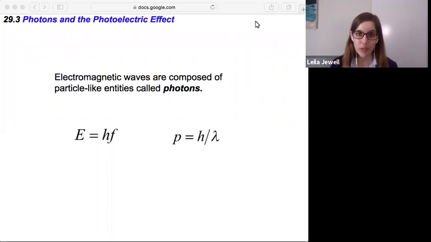Section 29.3, photons and the photoelectric effect. So electromagnetic waves, light, are composed of particle-like entities called photons. Even though we're used to seeing light as a wave, we could break down that wave into individual particles we'll call photons. And some key equations here.